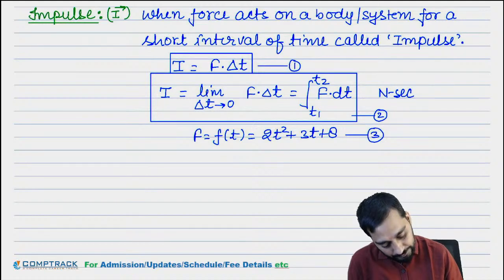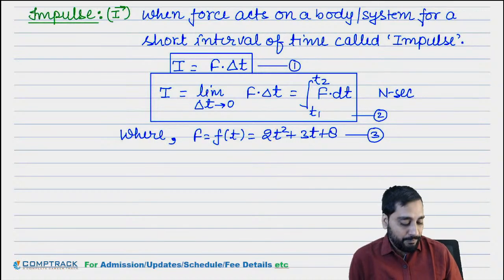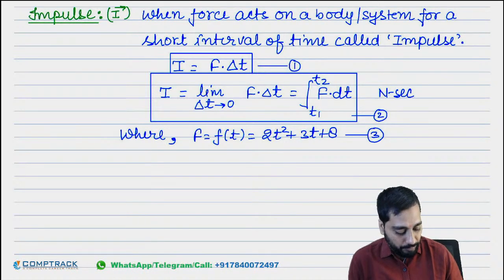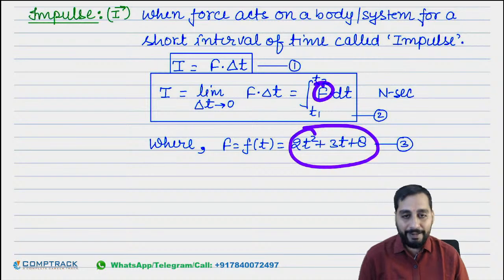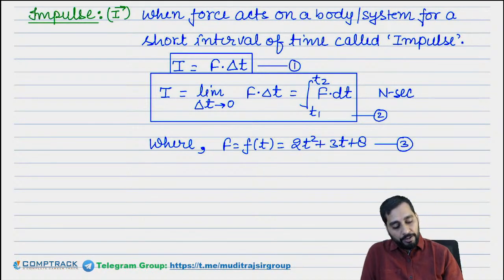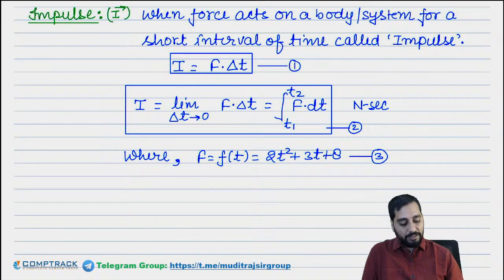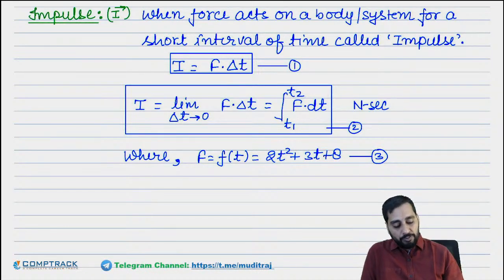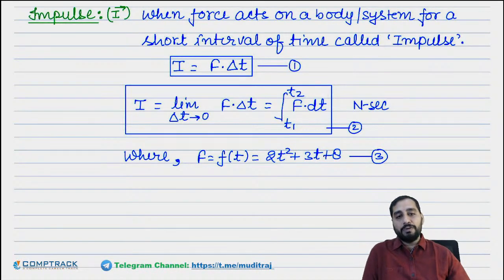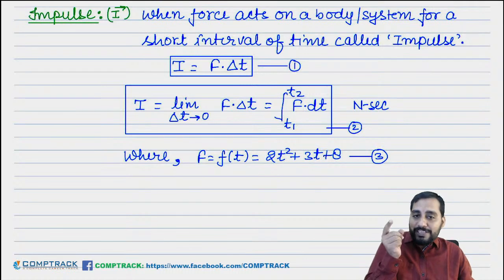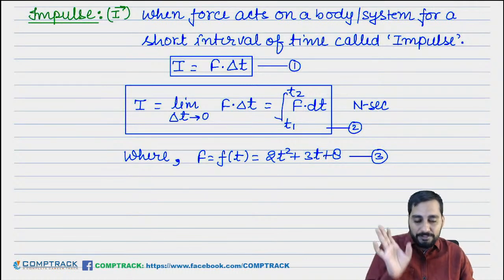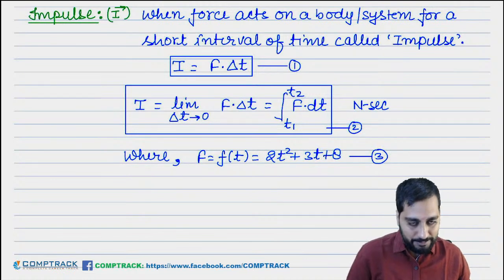Third equation, let's say. So here force can be a function of time like this. So simply you will put the function in this equation and integrate it from time t1 to t2, if the time is also given to you that it is acting from this time to this time. That's it. Simple. So you can find the value of impulse like this. So impulse is the force which acts for a short interval of time. Okay, so this is an impulse.